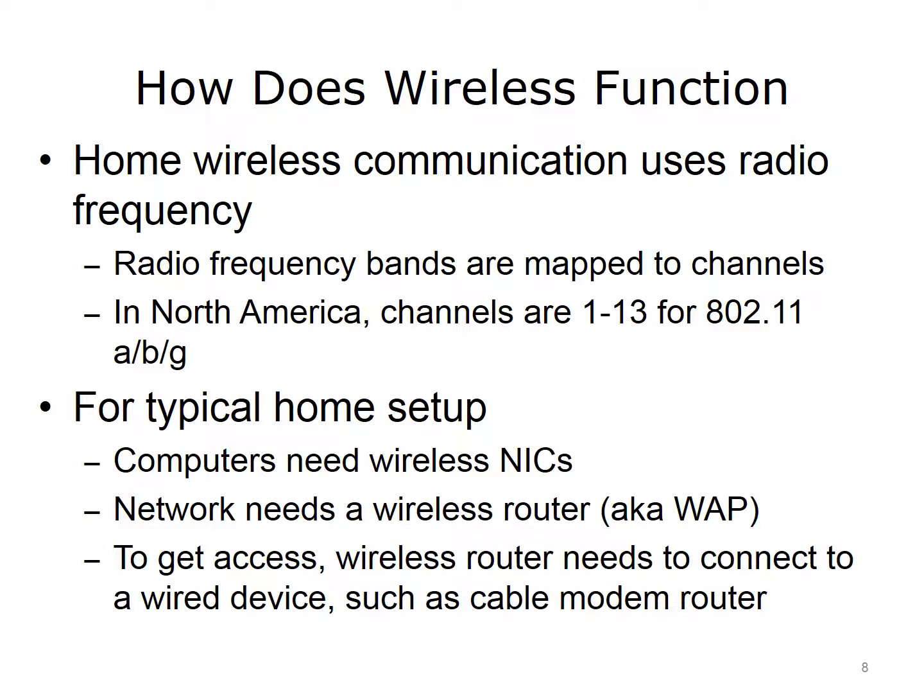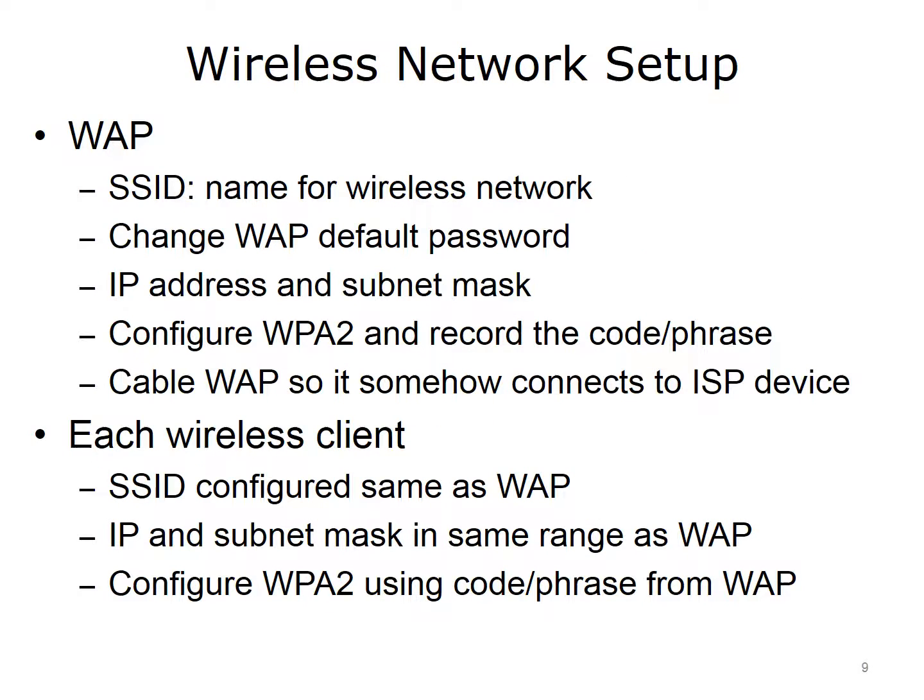The following equipment is necessary to set up wireless communication in a home. Computers need wireless network interface cards, or NICs, to enable the connection to a wireless access point, or WAP, also known as a router. The network also needs a wireless router. The wireless router then connects to a wired device. For example, to obtain Internet access, the wireless router needs a wired connection to an ISP device, such as a cable modem router.